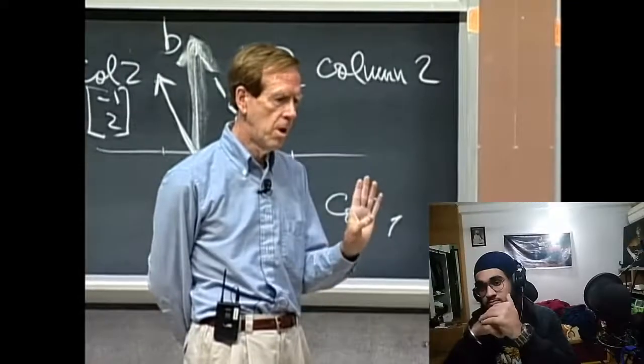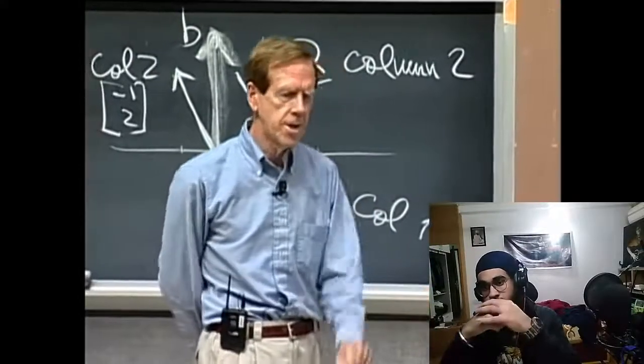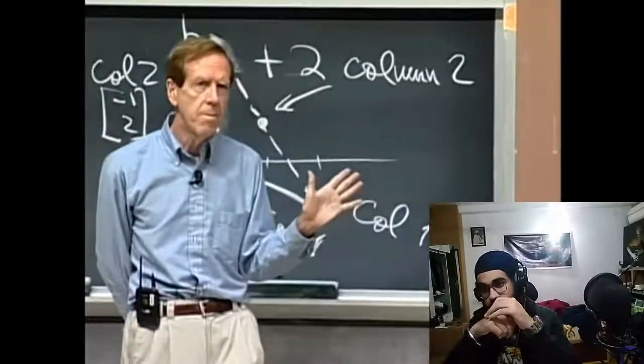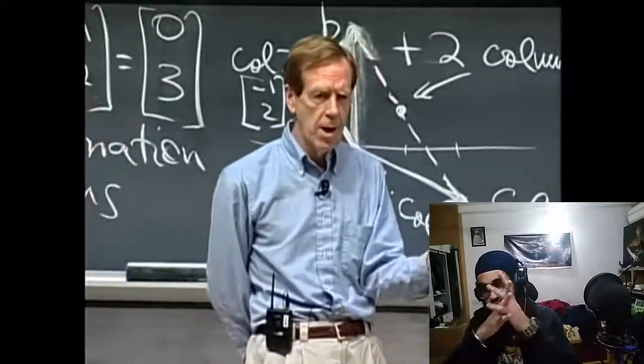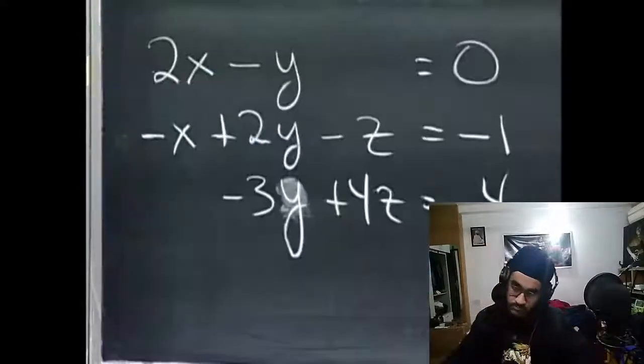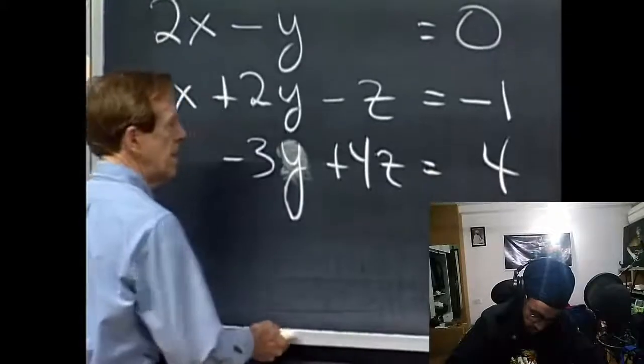So I want to understand the equations and then solve them. So how do you understand them? The row picture is one way. The column picture is another very important way. Just let's remember the matrix form here, because that's easy.